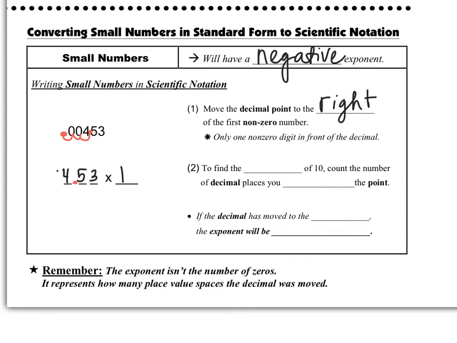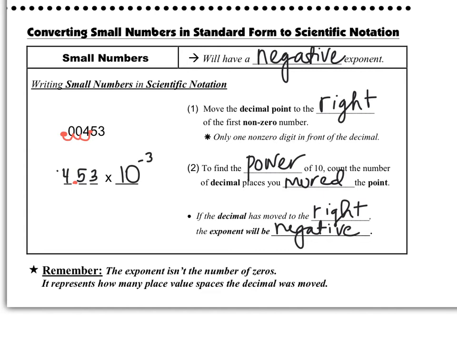And that's going to be times 10 to the, so to find the power, which is what I'm trying to figure out, the power of 10, I'm going to count the decimal places I moved the point. So I moved the point 3 times. That means my power is going to be to the negative 3rd power. So the decimal point has moved to the right. The exponent is going to be negative. And remember, the exponent isn't the number of zeros. It represents how many place value spaces the decimal was moved.